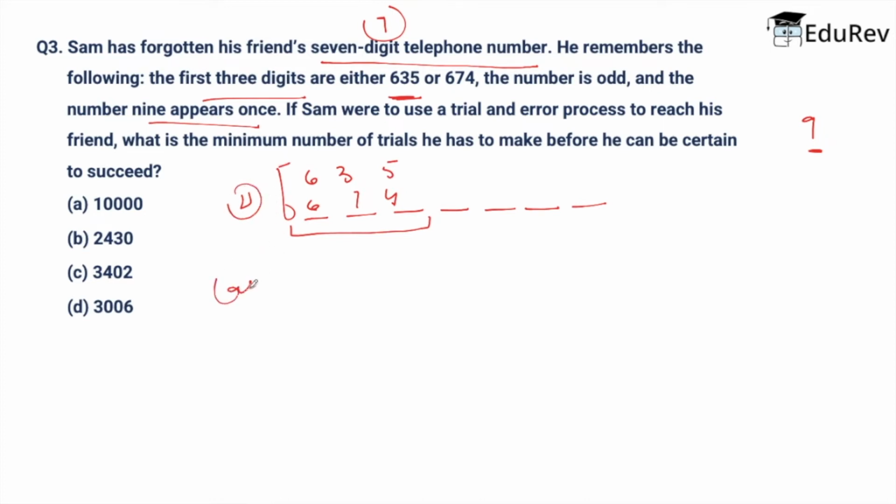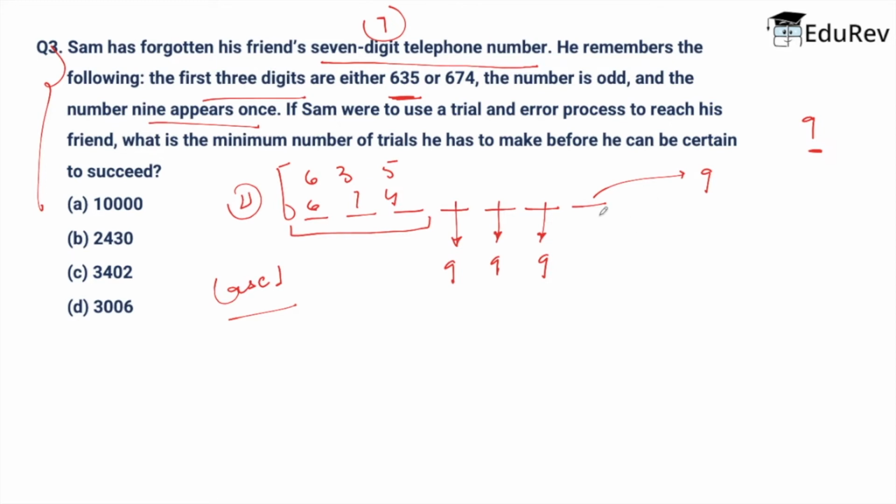Now let's take case 1. Case 1 is that the number 9 appears at the end, right? Now if 9 appears at the end, then out of 10 digits, there are going to be 9 digits which can take this place. Similarly, 9 to take this place and 9 to take this place. Why? Because repetition is obviously allowed. There is nothing regarding repetition given in the question. So that means we can repeat the digits to form this telephone number.